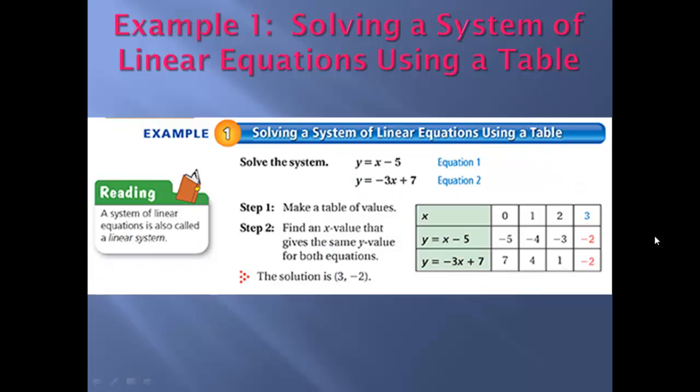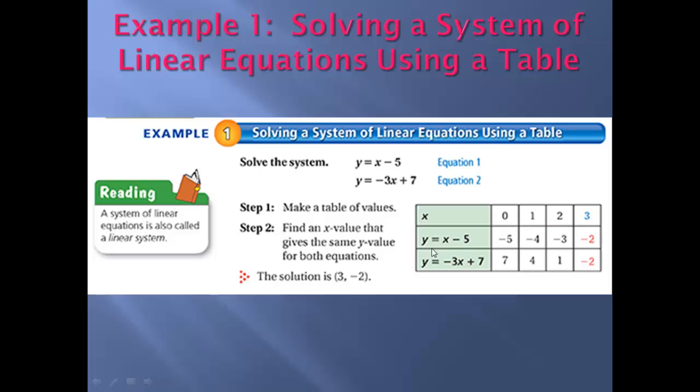First, we're going to look at our example for solving a system of linear equations using a table. We want to solve the system y equals x minus 5 and y equals negative 3x plus 7. For our first step, we're going to make a table of values. For our table, we're going to plug in our two equations. We have y equals x minus 5 and y equals negative 3x plus 7. We're then going to solve each of these equations if x equals 0, 1, 2, and 3.